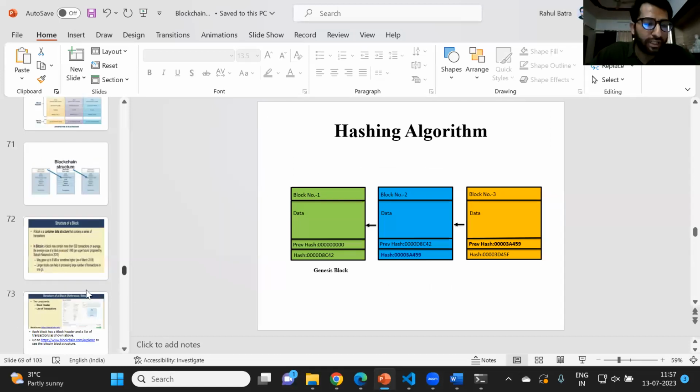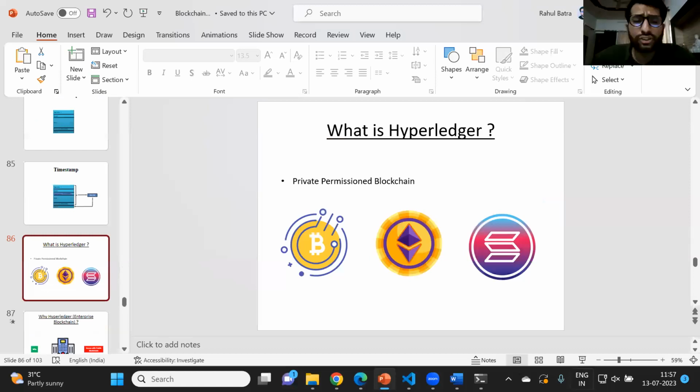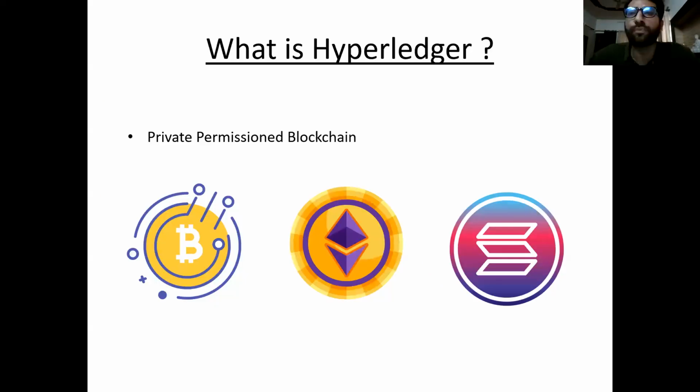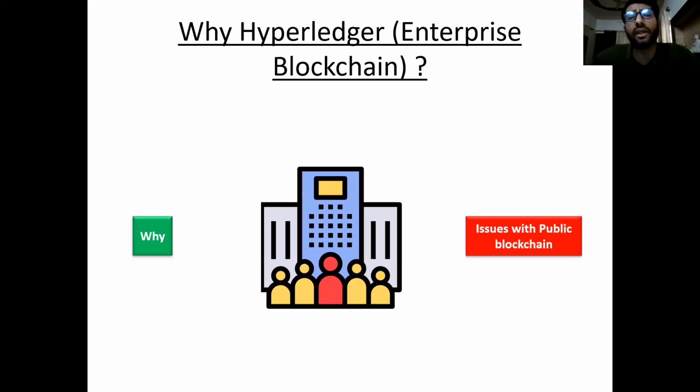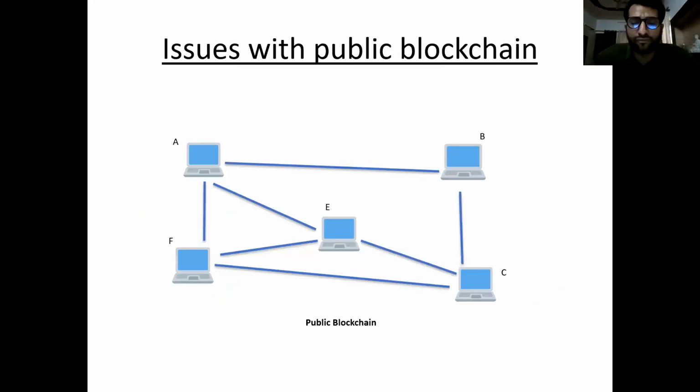Yeah, one more thing is also left. Hyperledger. Hyperledger is a private permissioned blockchain, as I already told you, the difference between public and private blockchain. Hyperledger is a private blockchain, and why do business organizations adopt this Hyperledger? Because in a public blockchain, the issue is, let's say if it is a public blockchain, there is a 5 node.